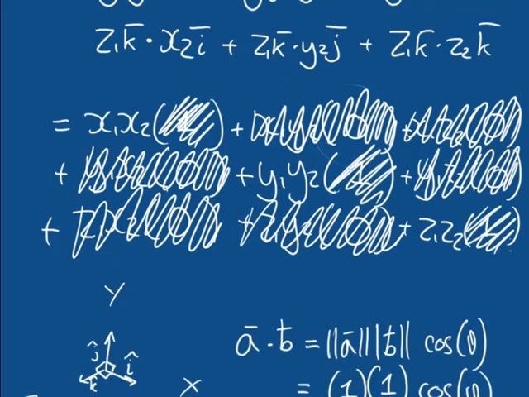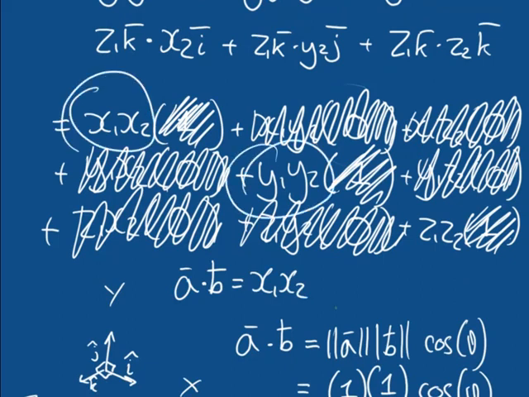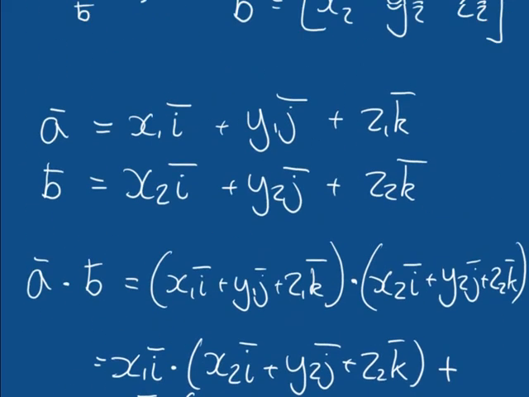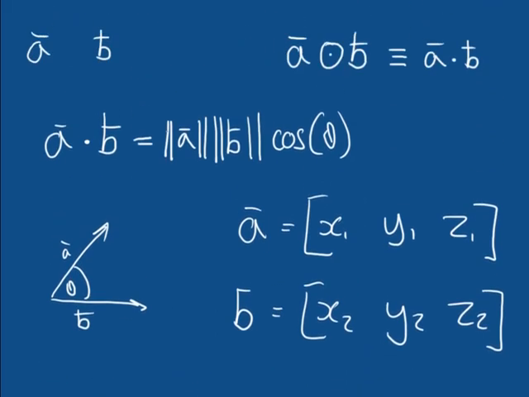So what we're left with is an equation that says the dot product of A dot B is equal to x1, x2, this part, plus y1, y2, plus z1, z2. So again, I will write that somewhere where we have some space. Perhaps I can scroll back up here. Fantastic. It's also equal to x1, x2, plus y1, y2, plus z1, z2.